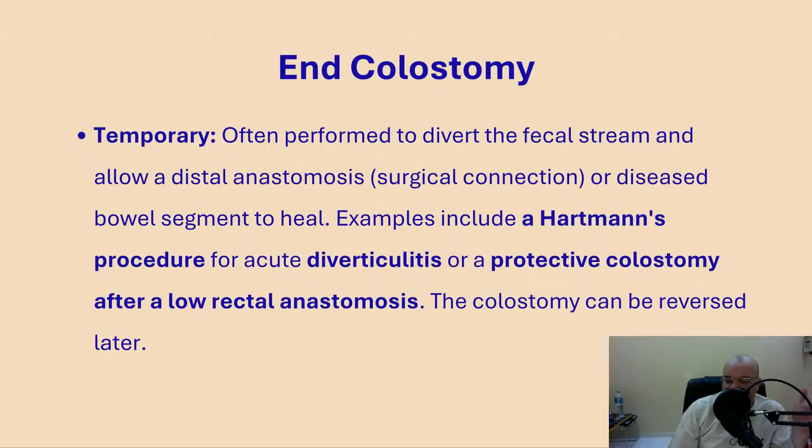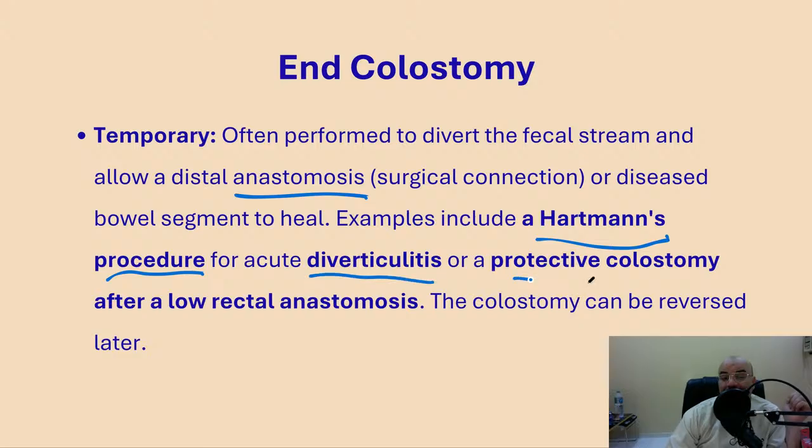This is the first type, often performed to divert the fecal stream and allow a distal anastomosis, which is part of the surgical connection. Now we will describe the anastomosis. And usually here we should know the indication for making the end colostomy, which is to allow the segment to heal. Examples include the Hartmann procedure, which I think is important for us as ostomy nurses to know, and acute diverticulitis, and protective colostomy after low rectal anastomosis.